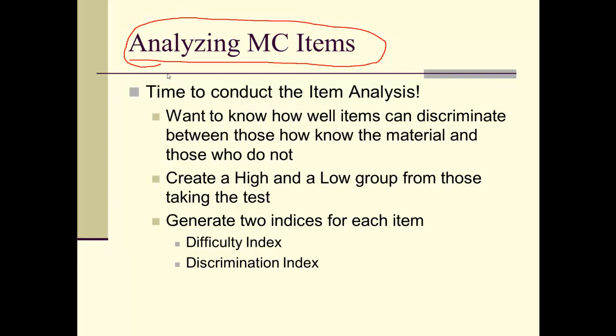So let's take a look at something called an item analysis. An item analysis is pretty much what it says. You look at all of your test items and check them out. Now, we want to know, by doing that item analysis, how well our items can discriminate between those who know the material and those who don't. Simple as that. Why would we go through all that trouble? Well, do we have some people who are good guessers?